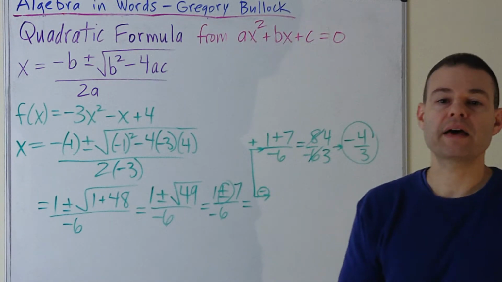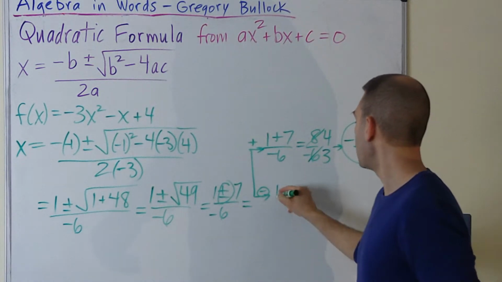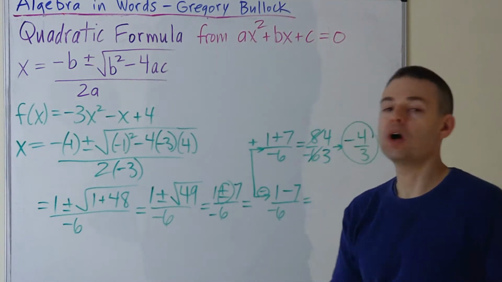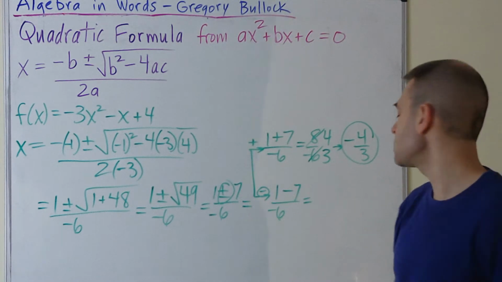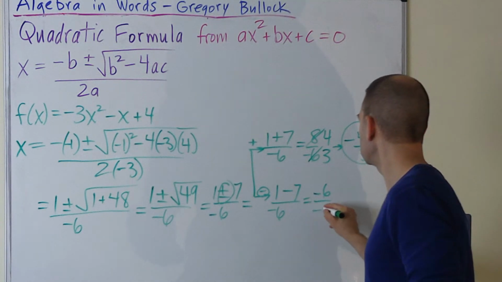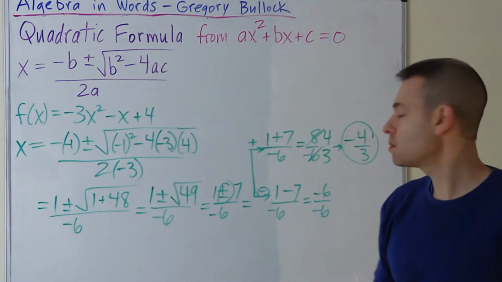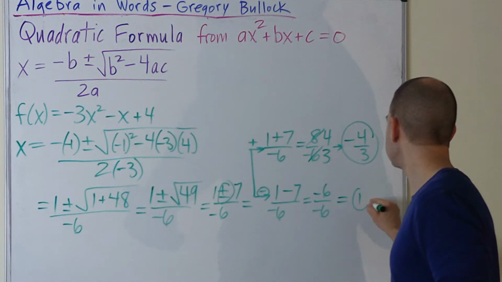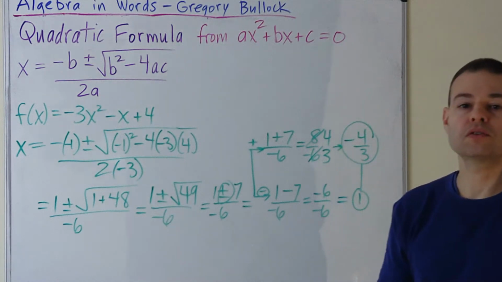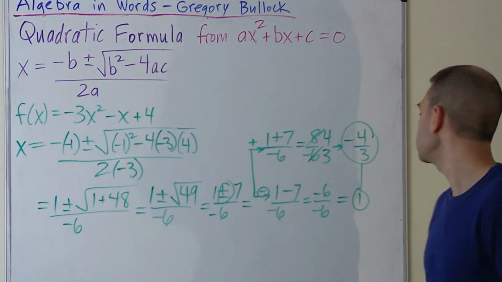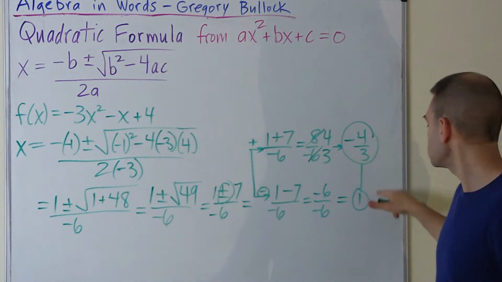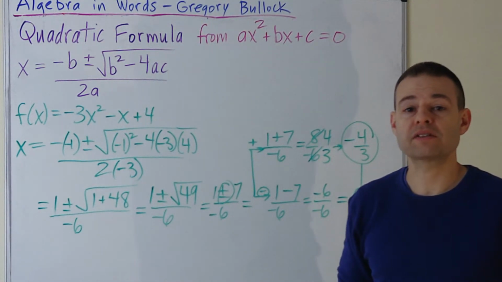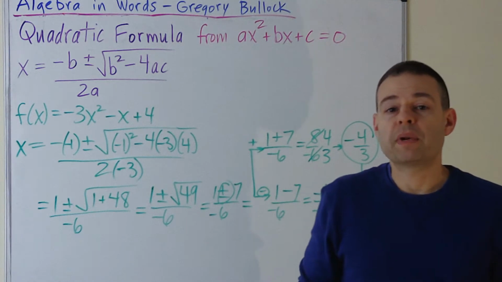And now let's look at the minus form of this. 1 minus 7 over -6. 1 minus 7 is going to be -6 over -6, and -6 over itself equals 1. So our two solutions from the quadratic formula are -4/3 and 1. And that pretty much concludes that example. There's not much else to say.